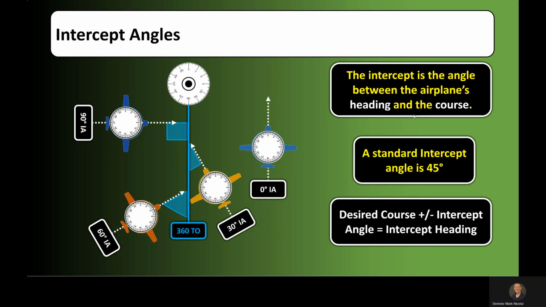All right, the standard intercept is 45 degrees. It should be familiar from your instrument training, thinking about the instrument approach procedure with the 45-180 procedure turn. That's very standard.